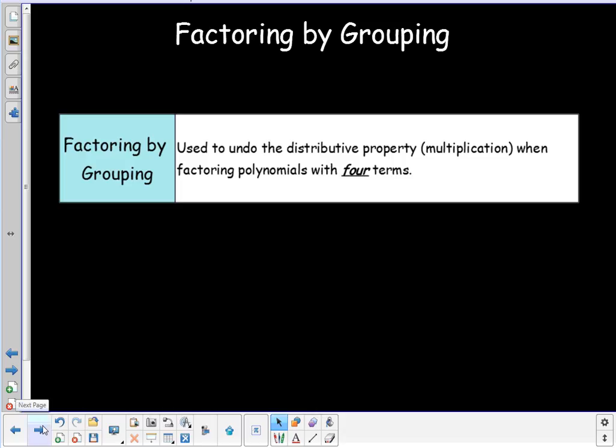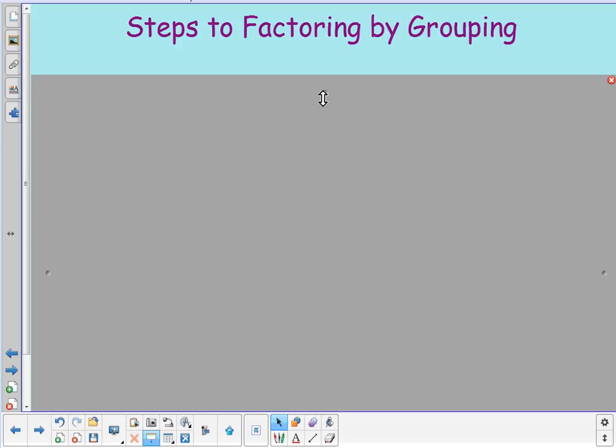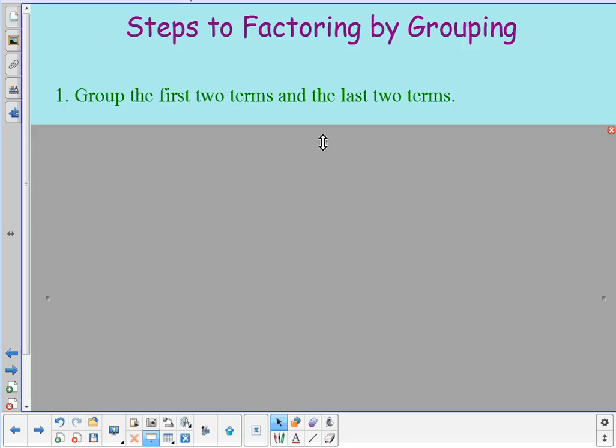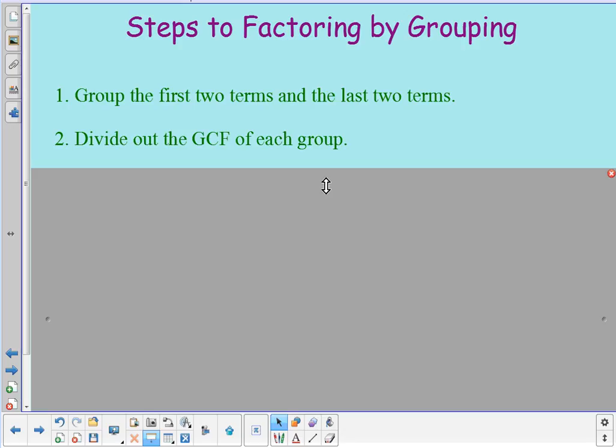So let's just talk about some steps for factoring by grouping. The first step is to group the first 2 terms and the last 2 terms. So you're literally just going to take parentheses and group those terms together. After you do that, we take out the GCF of each group. All of that GCF stuff that you did yesterday, you're going to be doing that twice in every question today. You're going to be taking the GCF out of 2 different groups.